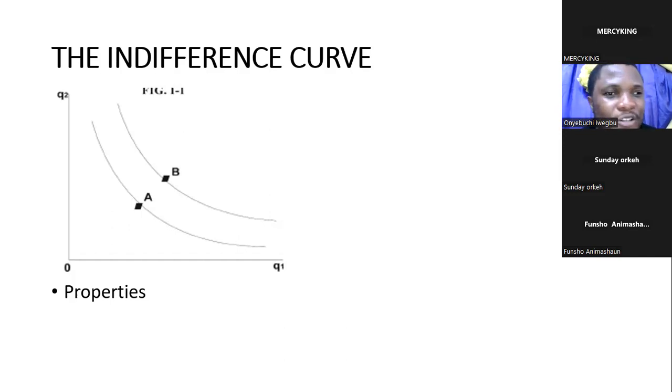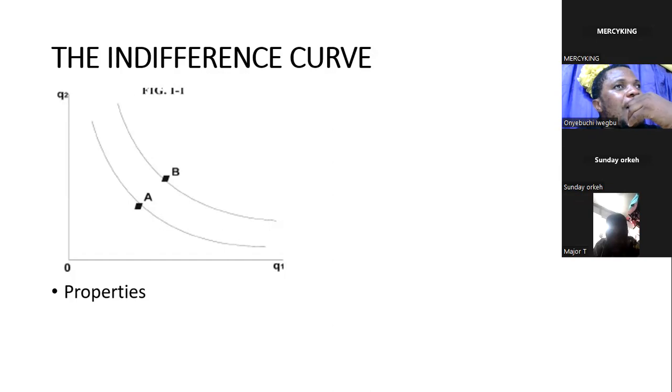Mercy King, please, your question. Your hand is raised. Yes, sir. So that means we can equally say that the convexity in indifference curve is applicable to consumers only, while the concavity is applicable just to the producer only, sir. Of course. That's why there are two different categories. All right, sir. Thank you, sir.